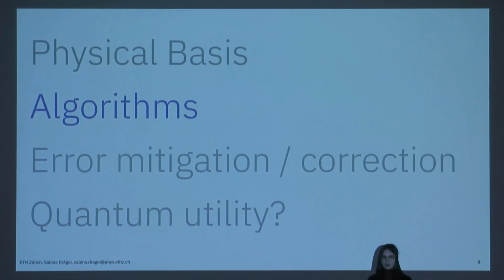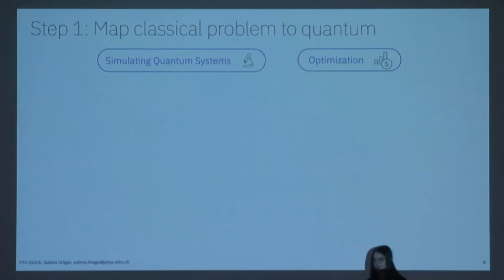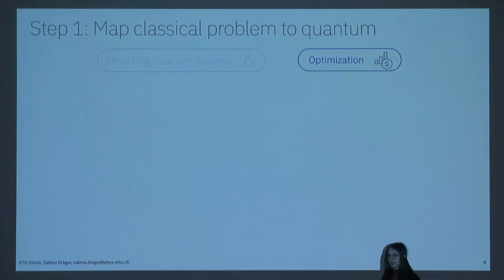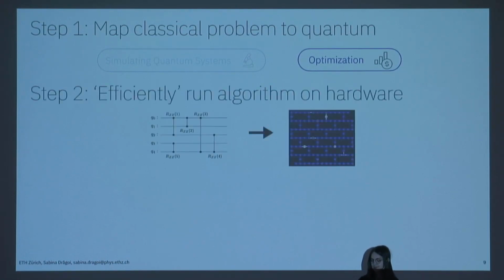Okay, so we know what problems we want to solve. We know what the computer is. Now let's dive into more specifics. I'm going to start by giving a general recipe for implementing a problem on a quantum computer. The first step would be, if your problem is classical, to map it onto a quantum one. We mentioned before that we don't have to do this for simulating quantum systems because they're already quantum, but we are going to have to do it for optimization problems.